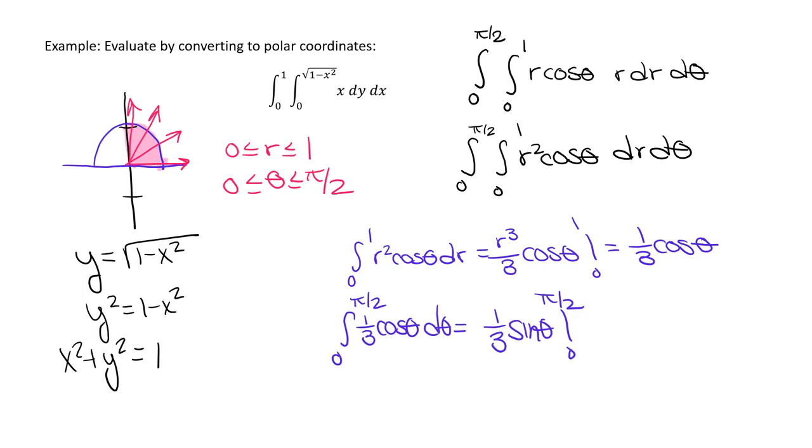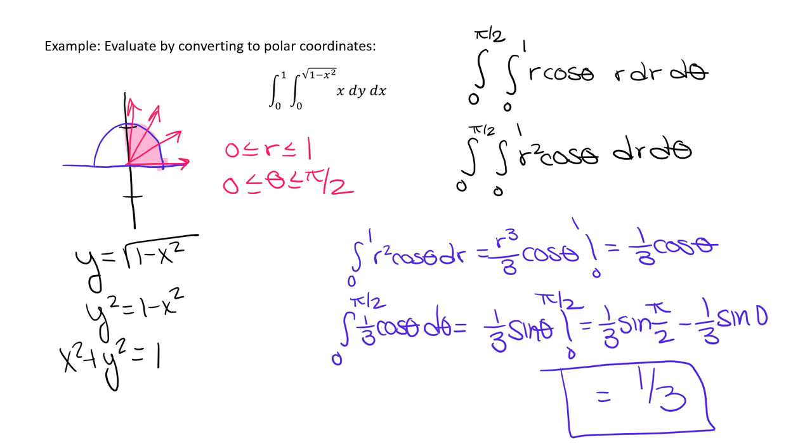And then to finish, I now need to integrate 1/3 cosine theta d theta from 0 to pi over 2. And so my antiderivative there is 1/3 sine theta. And then I'll plug in my bounds of integration. So let's see, 1/3 sine of 90 degrees. Sine of 90 degrees is just 1. So that first term is just 1/3. And then minus 1/3 sine of 0. Sine of 0 is 0. So I'm just left with 1/3. And that's my final answer. That's the answer to this integral.